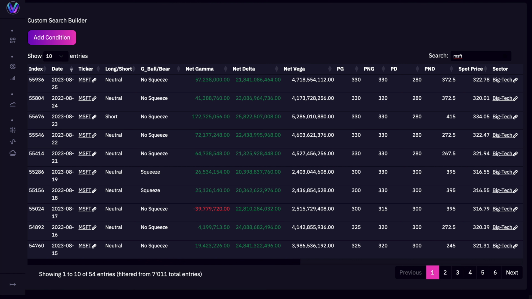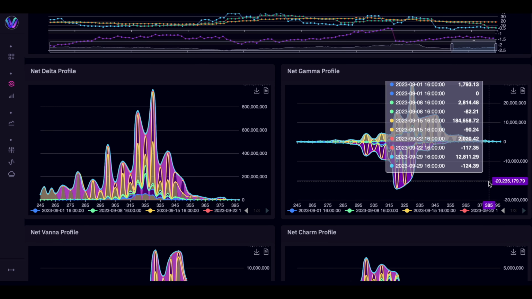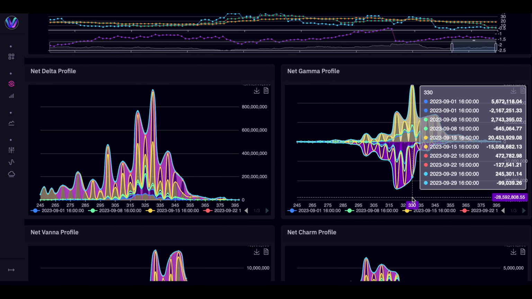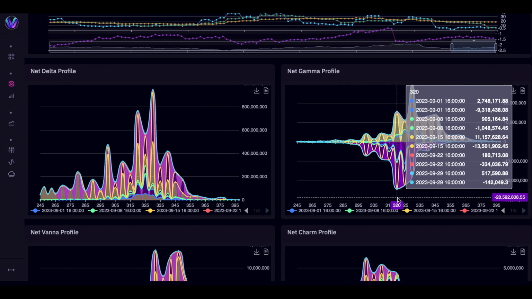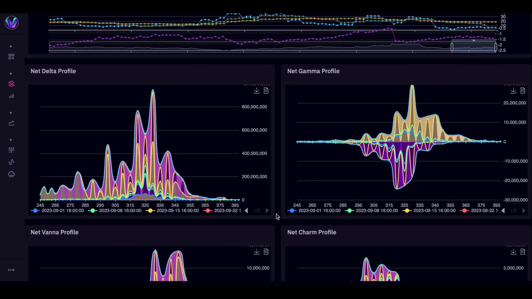Starting off, we will review our trade ideas from last week. First idea from last week was a short on Microsoft. Our market maker model was short, but Pluto was neutral, and based on the gamma profile, we saw the floor for the week to be 320 and the ceiling to be 330. This idea worked for both directions.